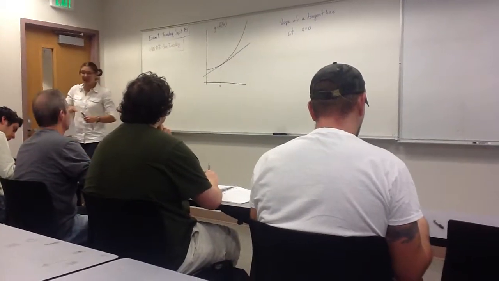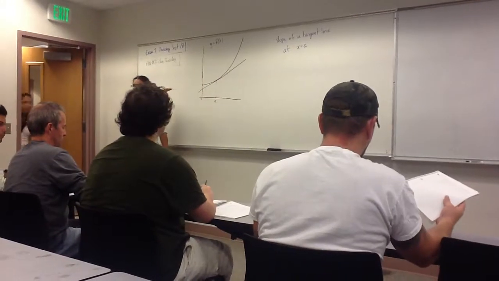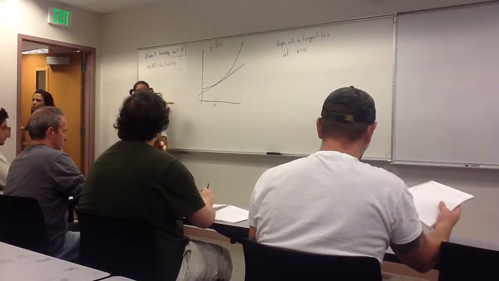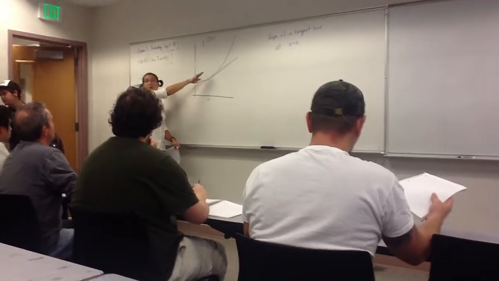And the reason that we actually cared about that slope is that the slope of that purple line, of that tangent line, told us the instantaneous rate of change of our function. In other words, it told us how steep this function is.